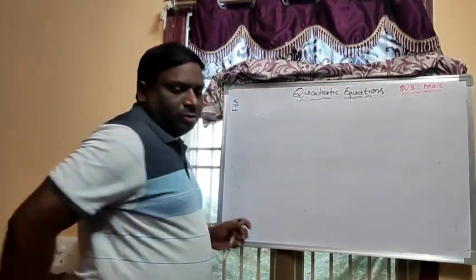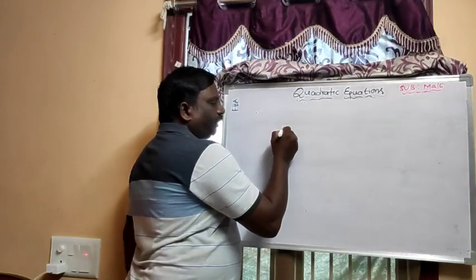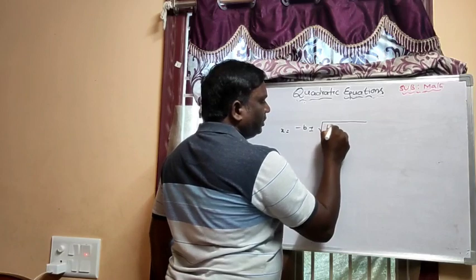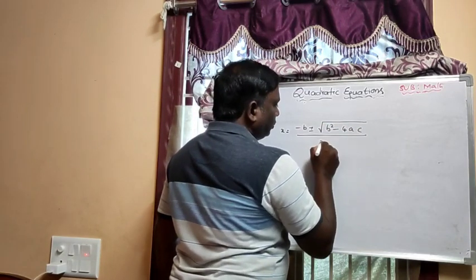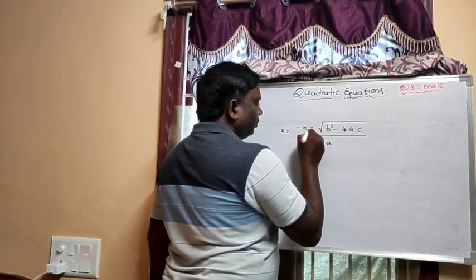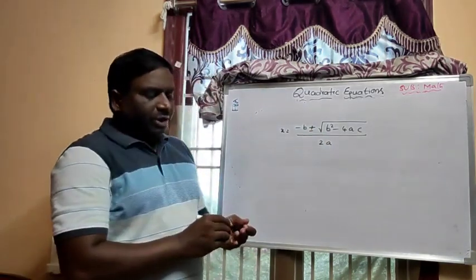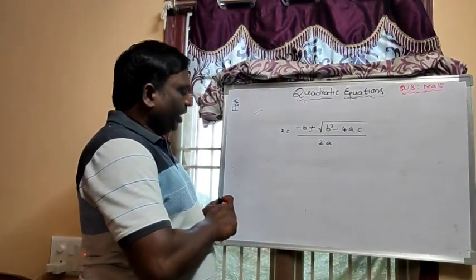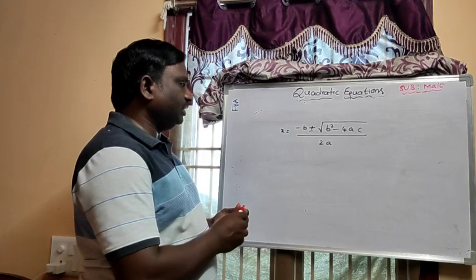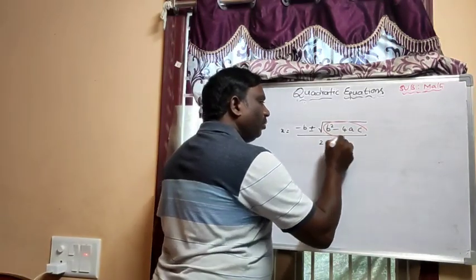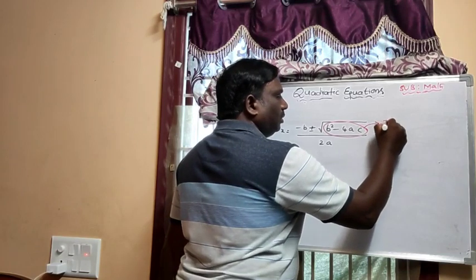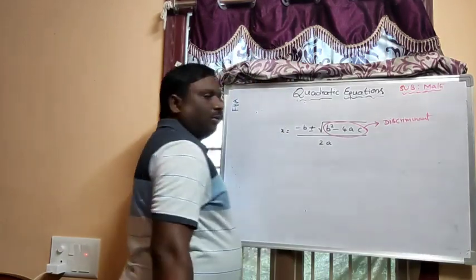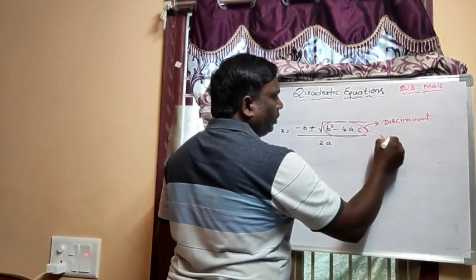Now, one more thing I have to explain: when you are writing the formula for any quadratic equation, minus b plus or minus square root of b square minus 4ac by 2a. Okay, so in this quadratic equation formula, minus b plus or minus square root of b square minus 4ac by 2a, here the b square minus 4ac is called the discriminant, or sometimes we denote it with a delta.